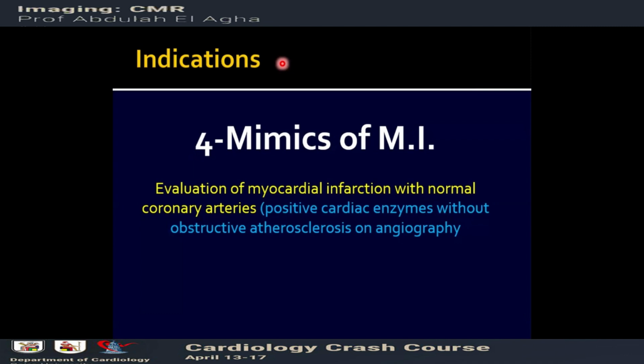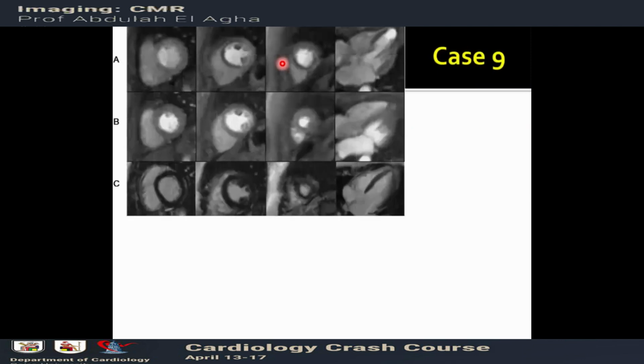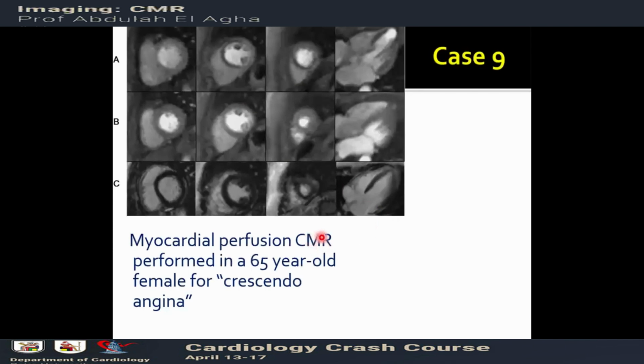Mimics of myocardial infarction, like MINOCA, are patients with normal coronaries, although they have elevated cardiac enzymes and abnormal ECG. Another important indication for cardiac MRI that you should know is when the patient has intermediate probability or intermediate coronary lesions, or a patient like this one, 65 years old with crescendo angina.